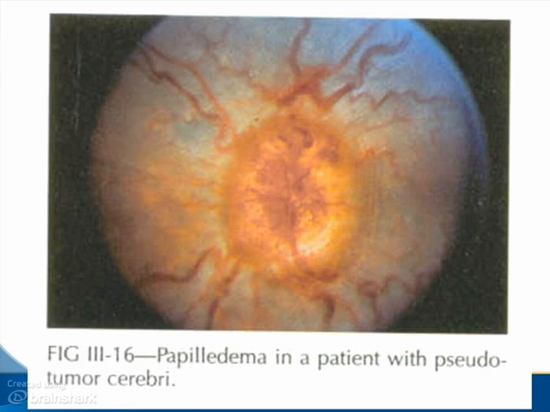Here's a patient that has very prominent elevation of the optic nerve with loss of the vessels as they cross the border and vessel tortuosity as well.